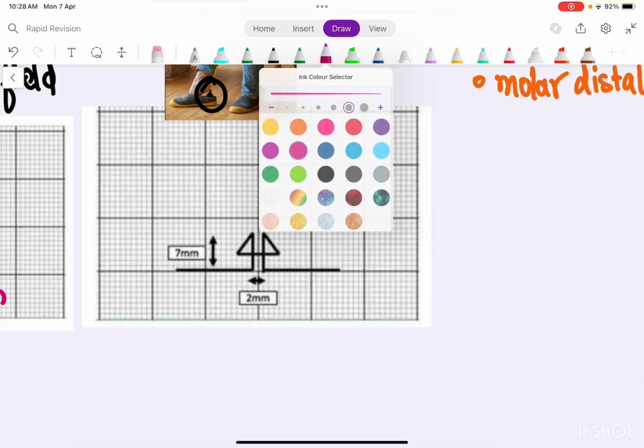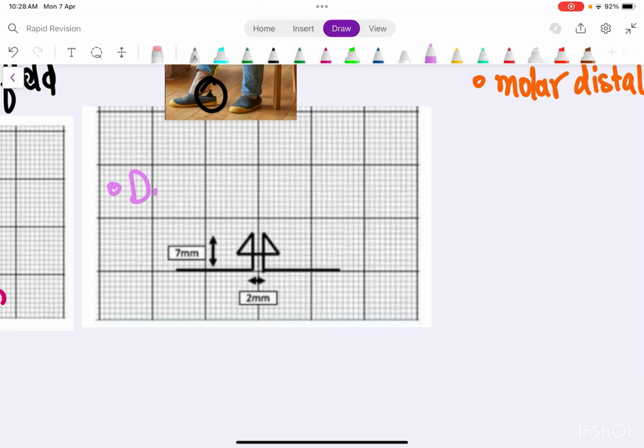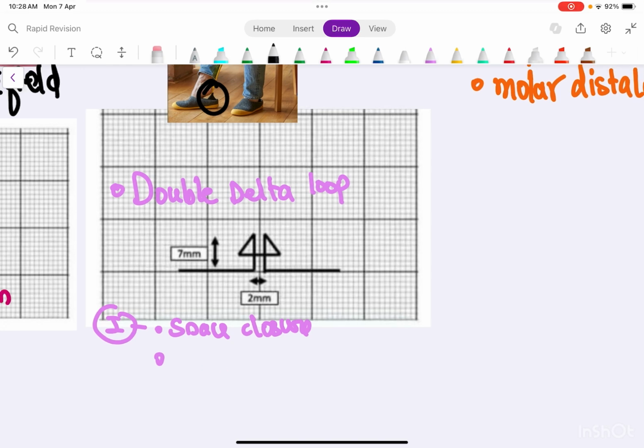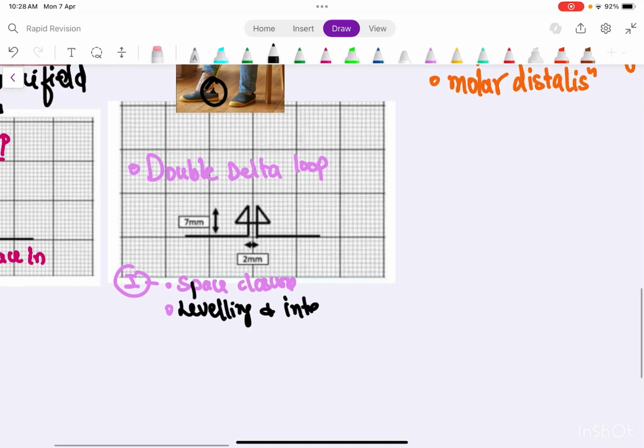Then last, this is a double delta loop. It is used for space closure, leveling, and integration of arches. So this completes our topic of loops.